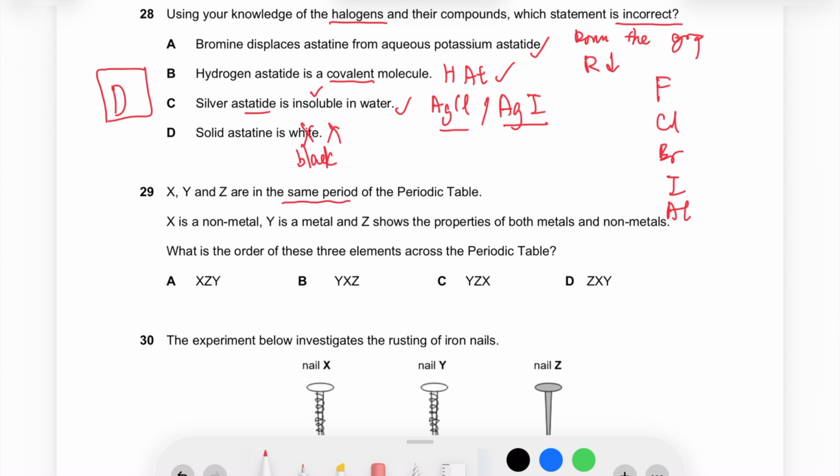29. X, Y, Z are in the same period, so that means the same row. X is a non-metal, Y is a metal, and Z is a metalloid. So you start from the left side. On the left side, it will be metal first, then your metalloid, then your non-metal, going from left to right. So the answer is C.